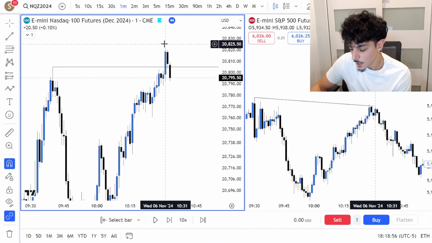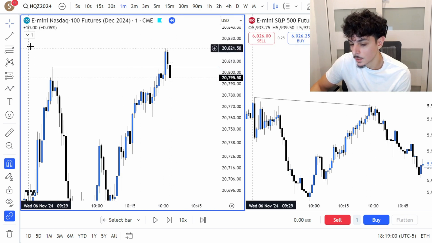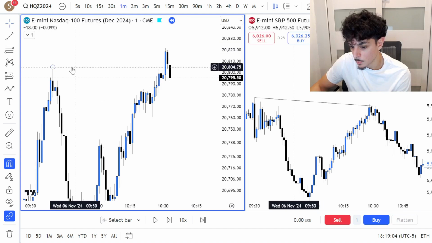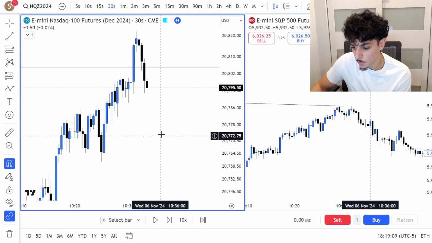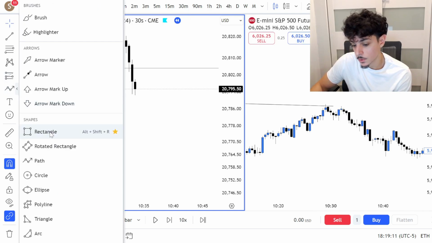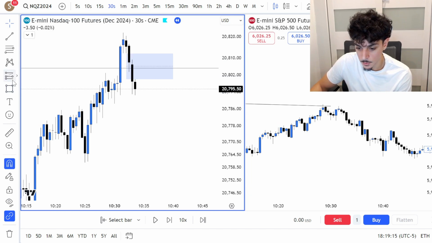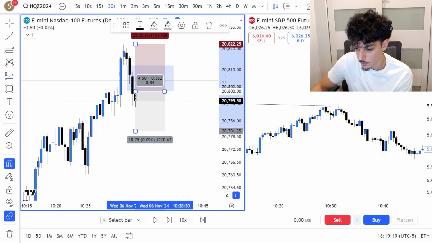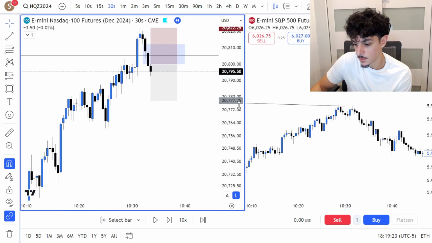So right here I had a really big displacement right after the SMT was created. I know responsive selling is stepping in above this high. I just scaled down to the 30-second and I'm looking for a fair value gap either on the 30-second or the 1 minute. Right here we have a nice fair value gap on the 30-second. I'm entering at the beginning of that gap, stop loss just above this high, and I aim for a nice little 1-to-1. That's the scalp model right here.